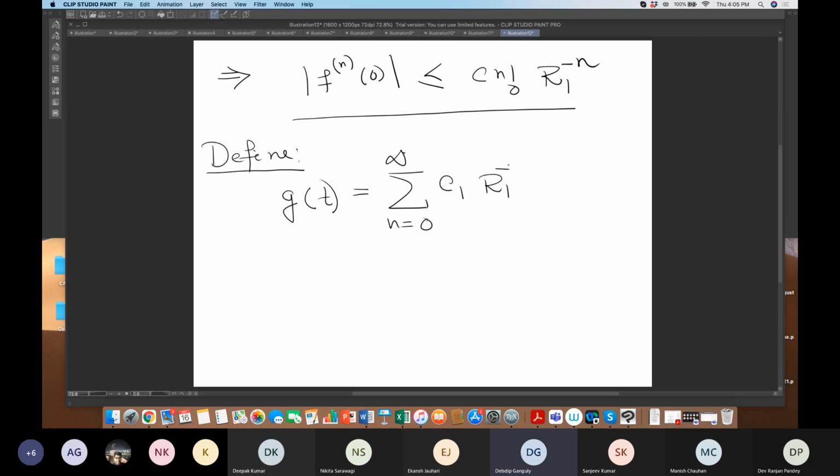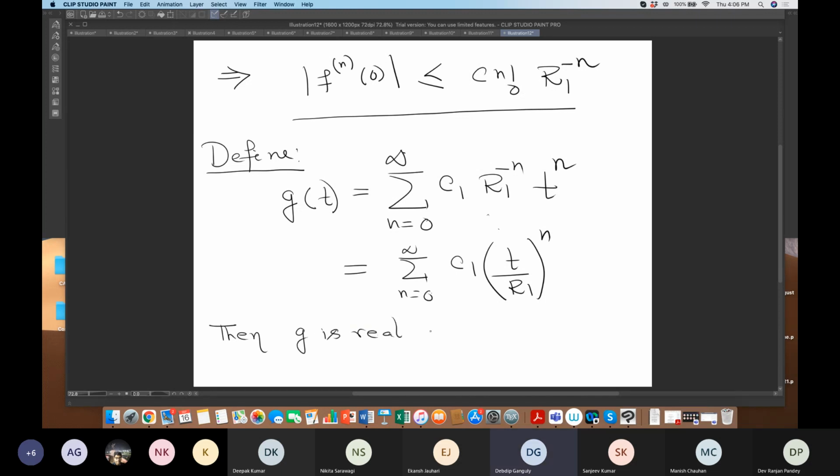C1 R1 to the power minus n t to the power n. I just define it. Of course, we have to show that this series has a positive radius of convergence. So I can write the sum n equals 0 to infinity C1 (t by R1) to the power n. Then G is real analytic when mod t is less than R1. Clear? So this function is well defined and it's a real analytic function when mod t is less than R1.